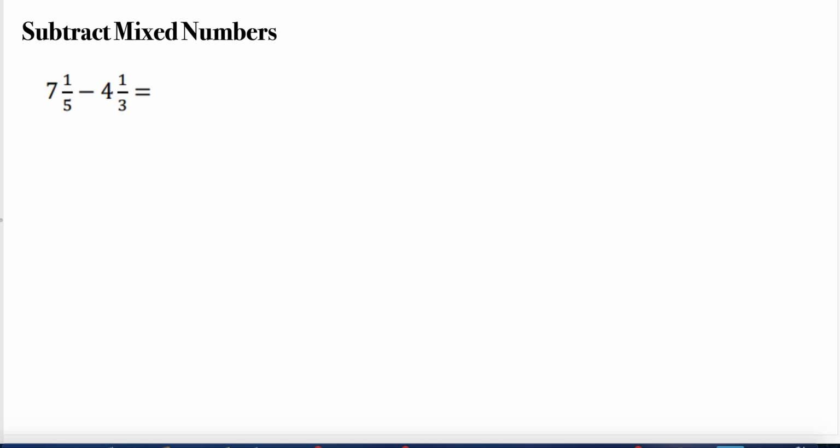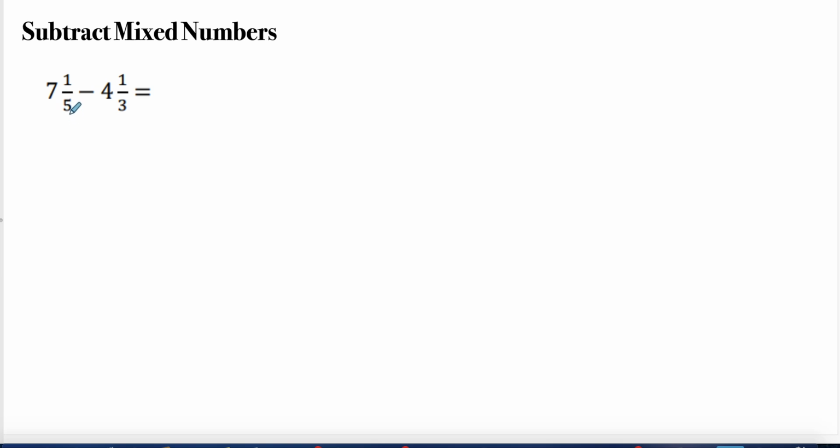So now I'm going to use a very similar concept to subtract mixed numbers. One strategy I can use for subtracting mixed numbers is, if I want to do 7 1/5 minus 4 1/3, some of you might be able to see right away that 1/5 is smaller than 1/3. So if I just tried to find a common denominator and subtract that way, it wouldn't work because 1/5 is smaller. So I'm going to need to regroup some from the 7 wholes.